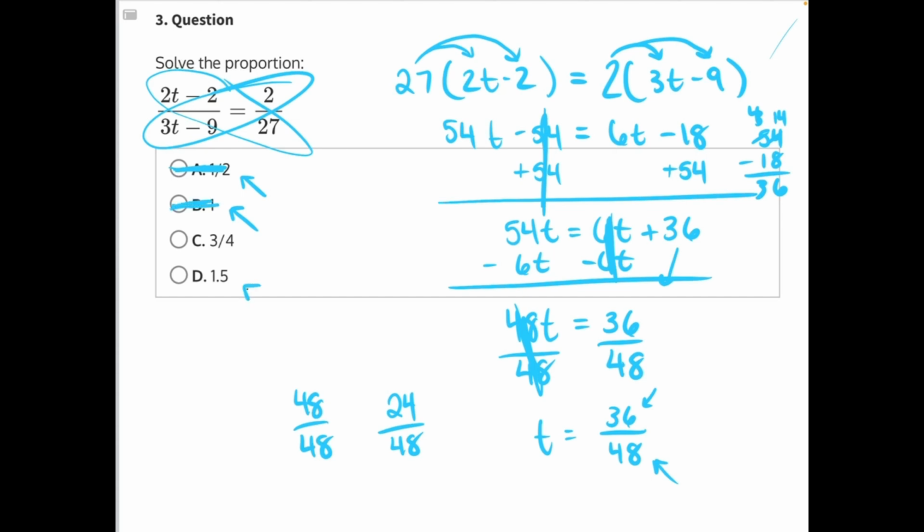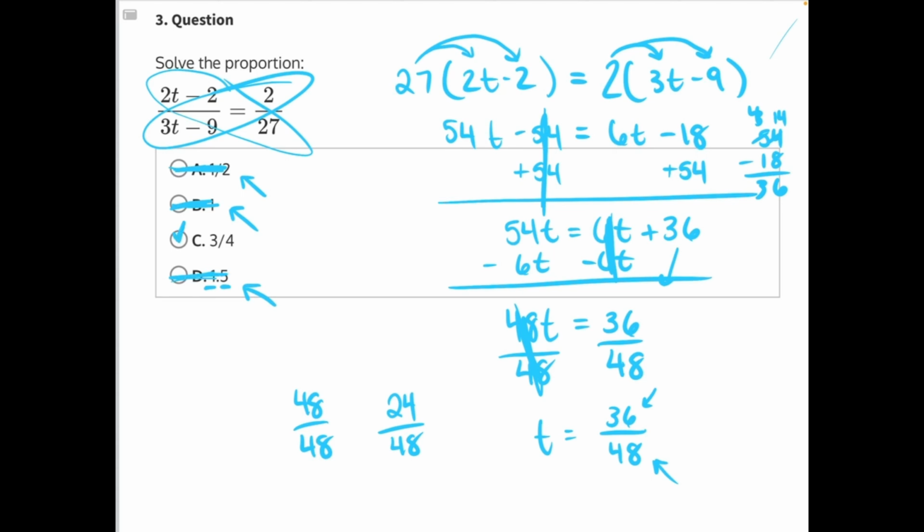And then for D, to have a whole number 1 and then a 1/2 fraction, the numerator would have to be much greater than the denominator to be turned into a mixed fraction like that, or a decimal with a whole number. So it's also not D. It has to be answer choice C.